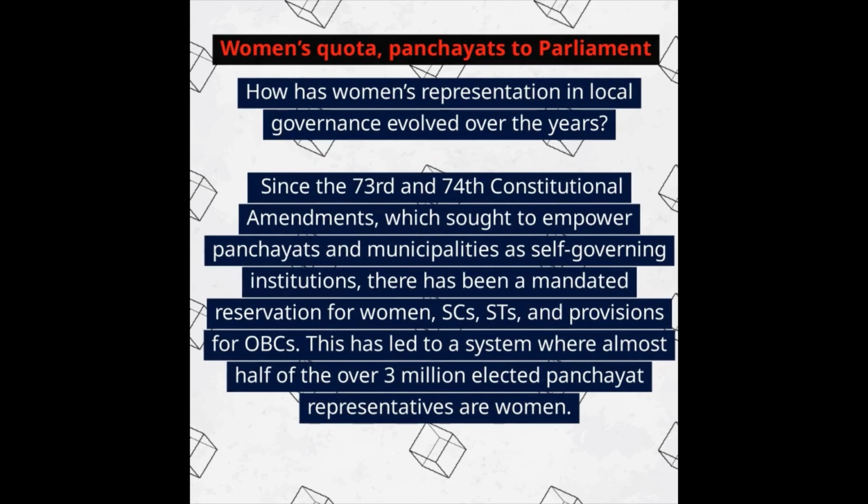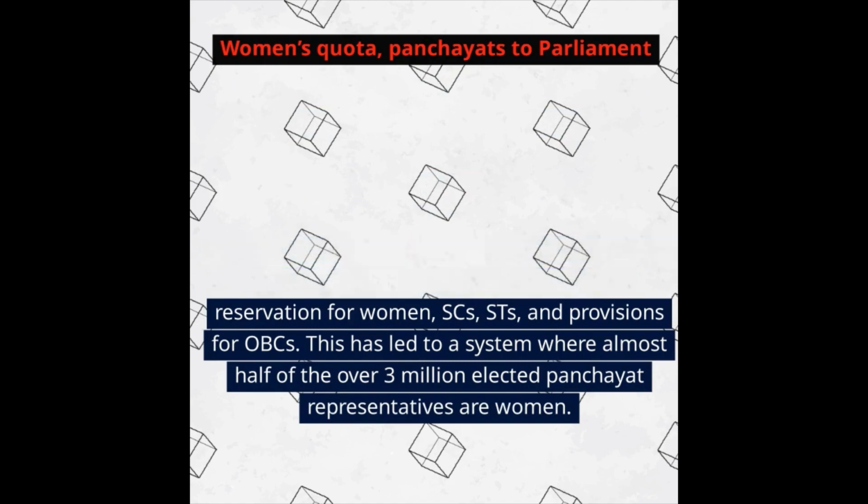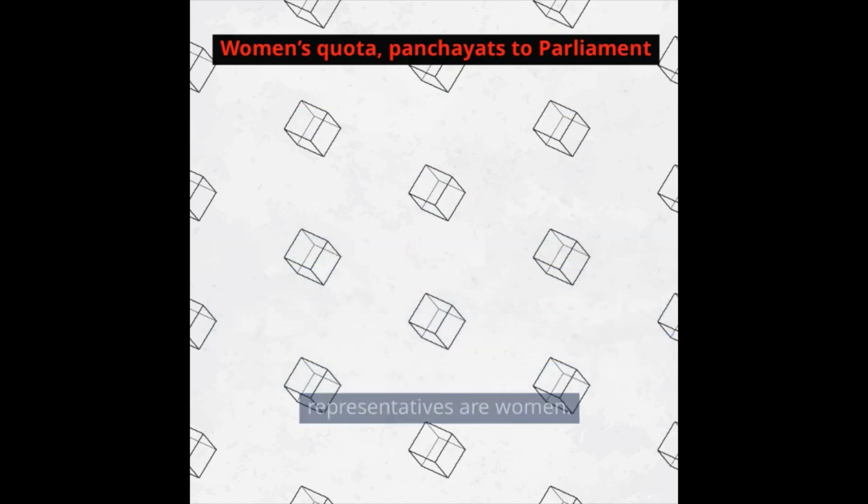How has women's representation in local governance evolved over the years? Since the 73rd and 74th constitutional amendments, which sought to empower panchayats and municipalities as self-governing institutions, there has been a mandated reservation for women, SCs, STs, and provisions for OBCs. This has led to a system where almost half of the over 3 million elected panchayat representatives are women.